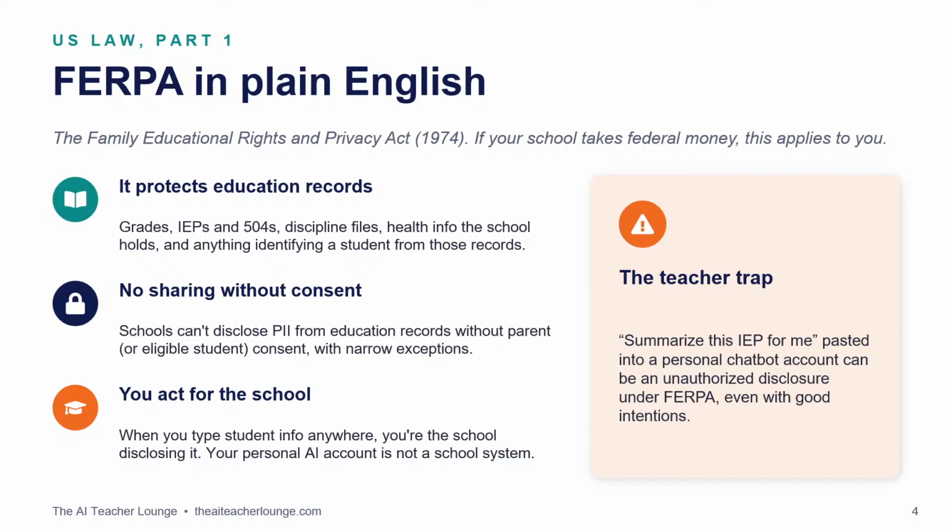I consult with universities, I consult with colleges, and the college students and university students. This information is also protected. FERPA protects educational records: grades, IEPs, 504s, discipline files, health information that the school holds, and anything identifying a student from those records is protected information. Sharing without consent is a huge no-no. Schools cannot disclose PII from educational records without parental, guardian, or eligible student consent, with narrow exceptions.